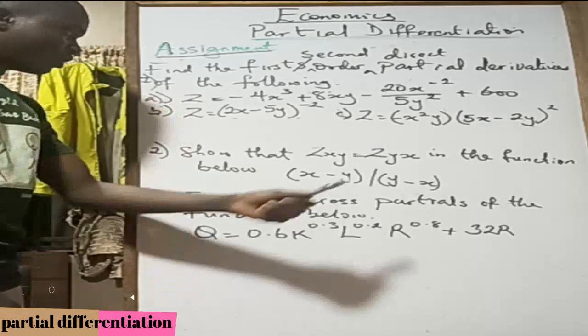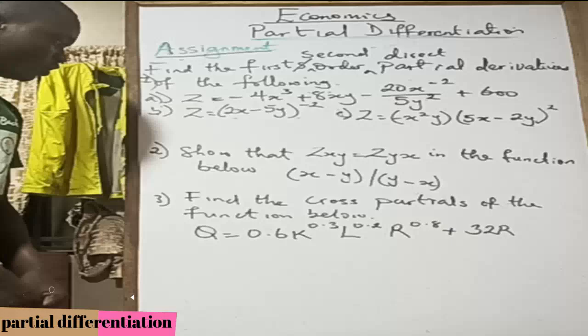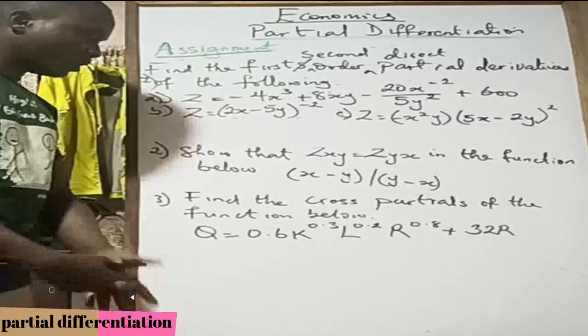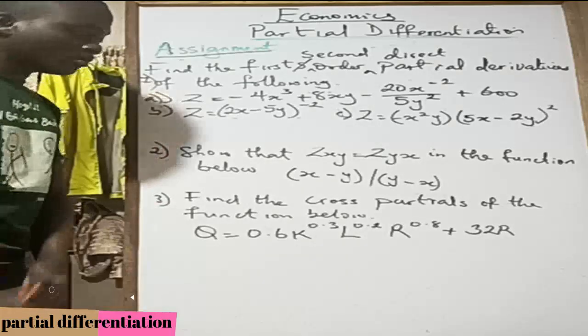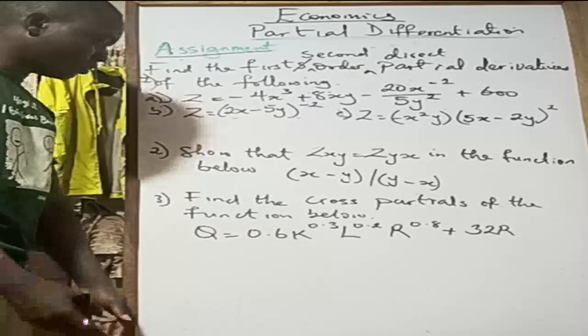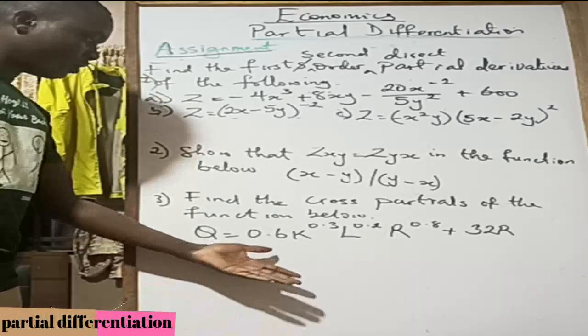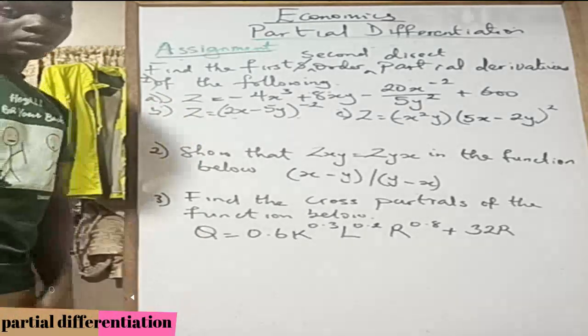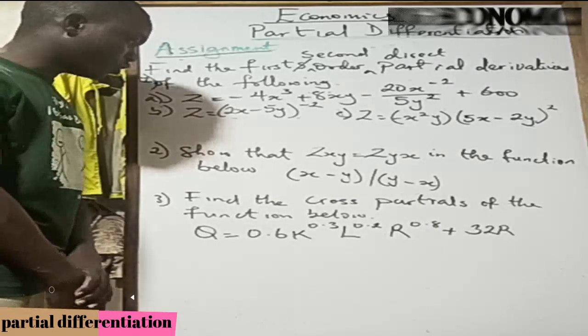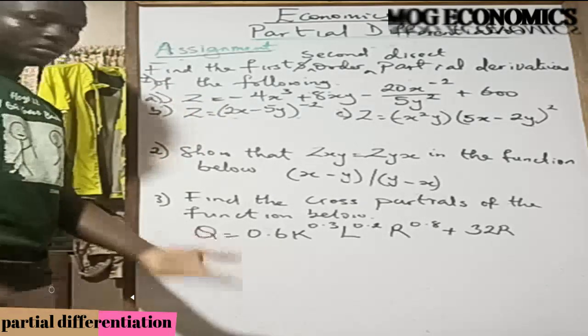Number 3, find the cross partials of the function below. So you have k, l, r. So you have 3 variables. So qkl, qkr, qlk, qlr, whatever like that. You should be getting up to maybe 6, 3 factorial, that's 6, right? So you should be getting something around 6 different functions. So when you solve, you begin to see the ones that are equal to each other.